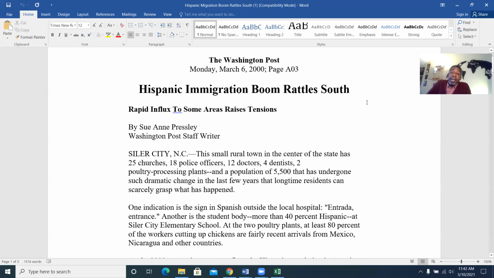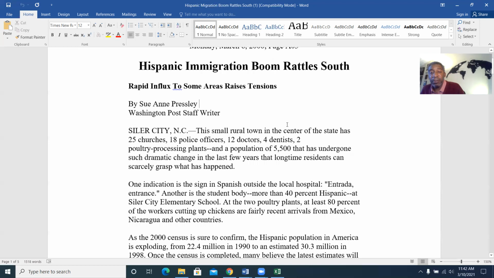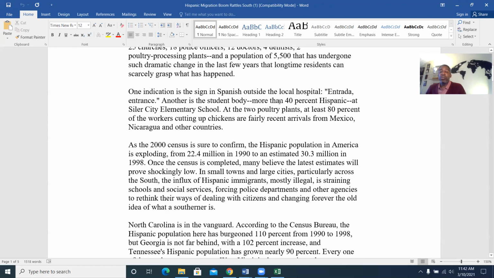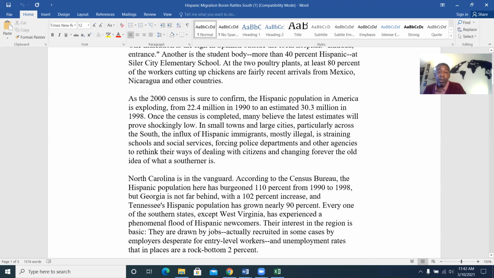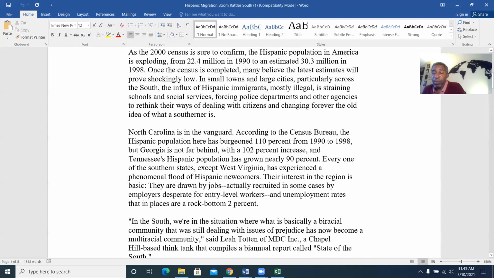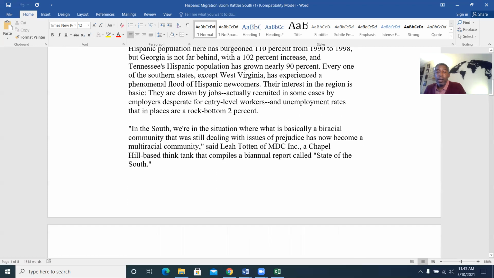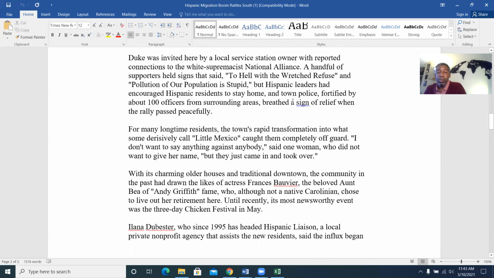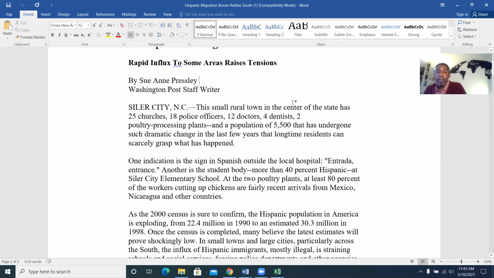And as you can see, in some cases, and as is described in this article, so let's look at this article. So this article is based on a small town called Siler City, North Carolina, that has about 5,500 residents, but their elementary school is 40% Hispanic. Well, why is that? Well, why are all these Latinx people going to North Carolina? Well, the main reason is for employment in the meat industry, or meat packing industry.